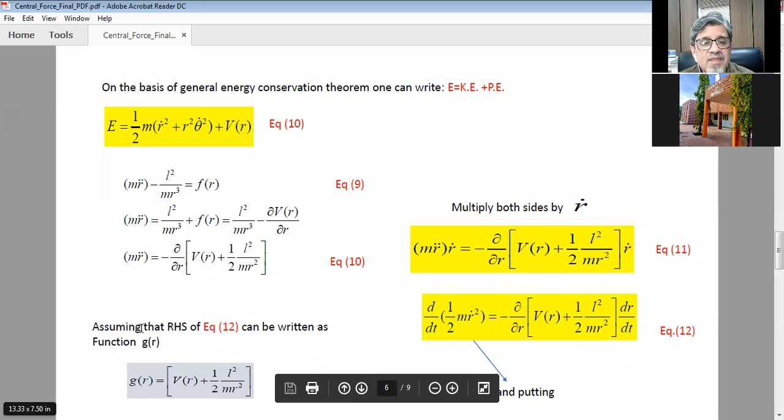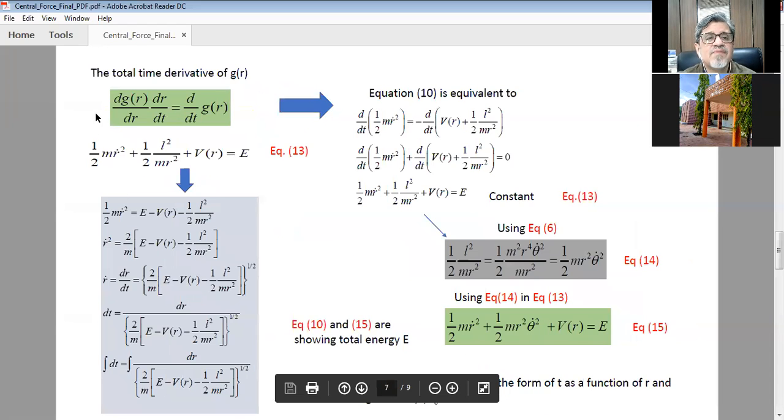Now, assuming that the right hand side of equation 10 can be written as a function g(r), we are considering some function g(r), the bracket on the right hand side of this equation. So g(r) is equal to V(r) plus 1/2 L squared divided by m r squared, and this is equal to the kinetic energy term.